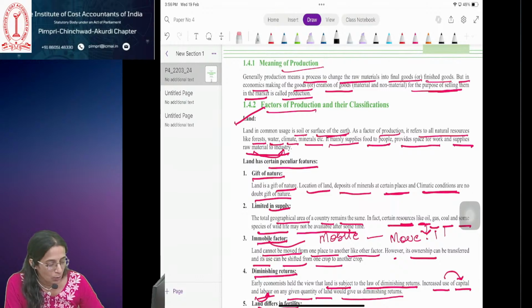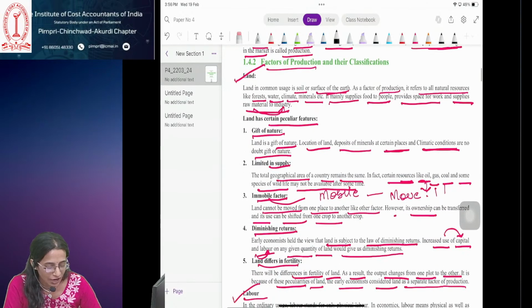Then what are they saying? Providing space for work. Yes, it is required, because land is required as space for work. Now we will look into the peculiar factors of land. Land is a gift of nature, right? Have we produced land, or was there any human intervention? No. It is a gift of nature. Naturally, when this earth was created, it was a gift provided by nature. So it is a peculiar feature of land. What they are saying is, land is a gift of nature. The location of land, deposits of minerals at certain places, and climatic conditions are no doubt gifts of nature, right?